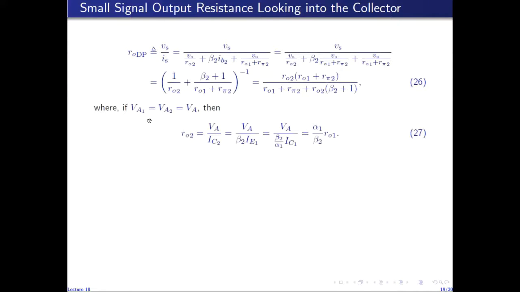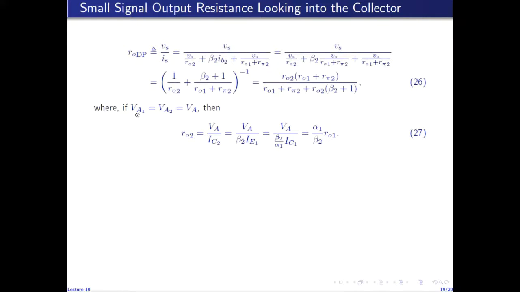So far we have assumed that the parameters of the two devices are different, but for simplicity we assume that the Early voltage of the two transistors is the same, which is not a bad assumption because a Darlington pair typically comes as a package, so the two transistors come through the same manufacturing process. So this is a reasonable assumption.